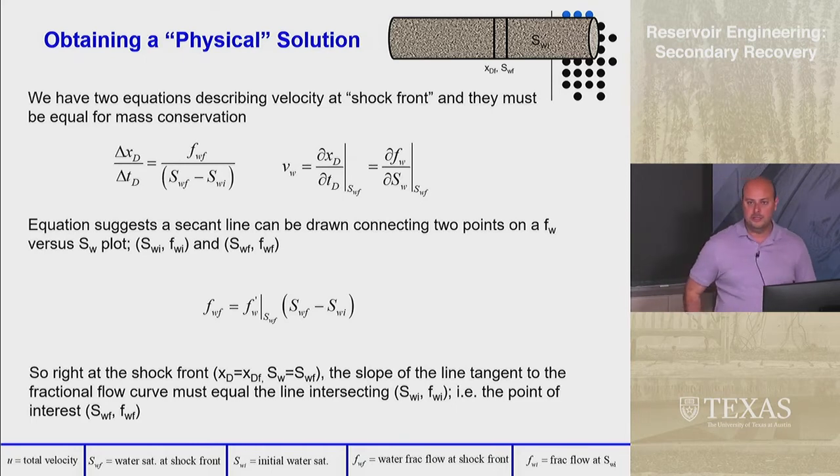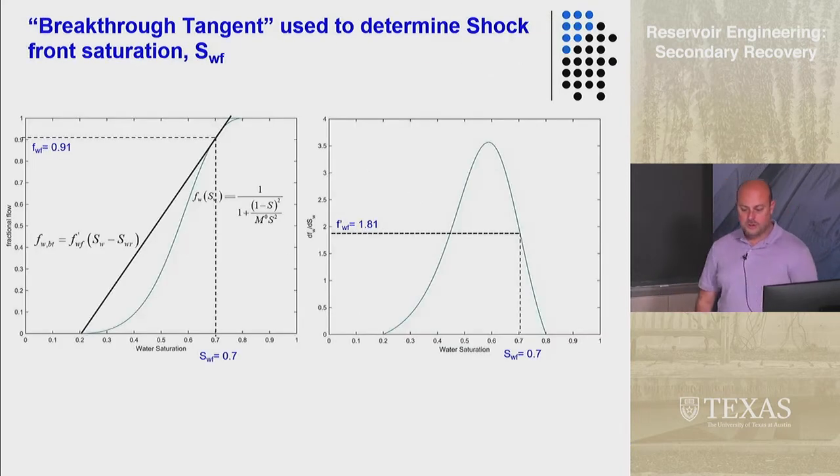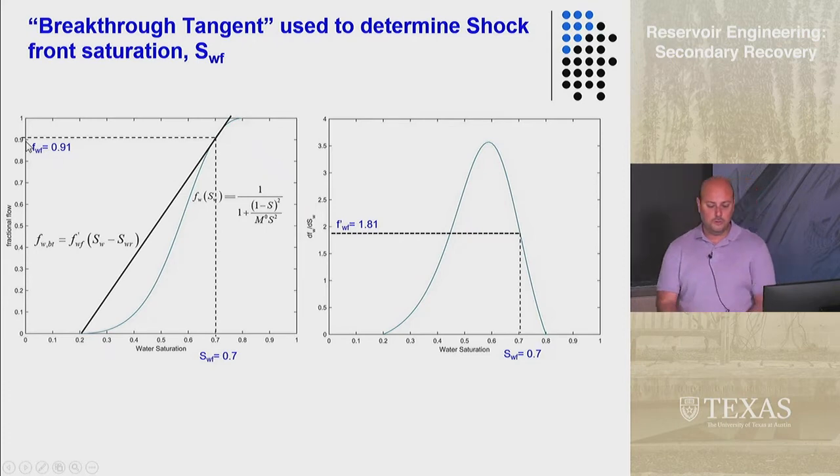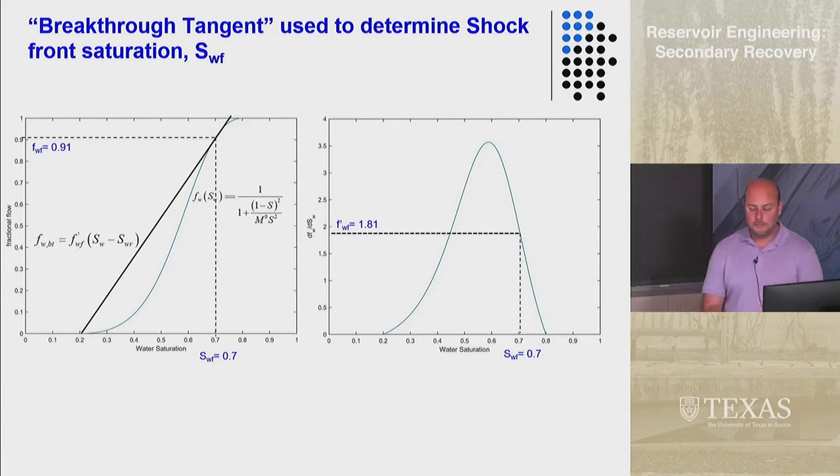And what you get is these breakthrough tangents. So as I showed just a moment ago, this is what you do: you draw this breakthrough tangent from your initial saturation all the way to the top, and it should touch at one place. If you go down, this is SWF, which in this case is about 0.7. And if you go over, then this is the waterfront fractional flow, which is 0.91.